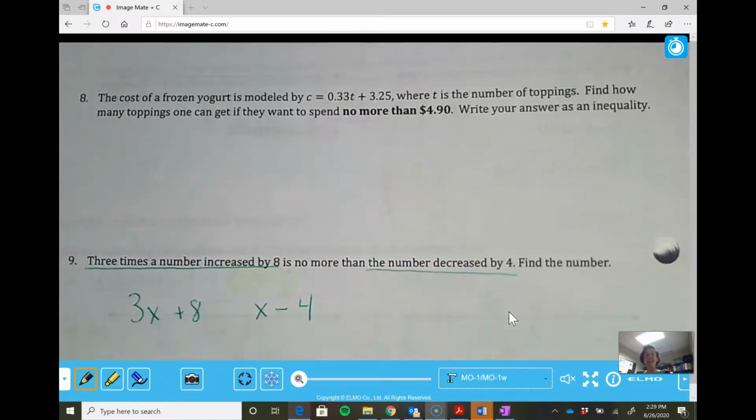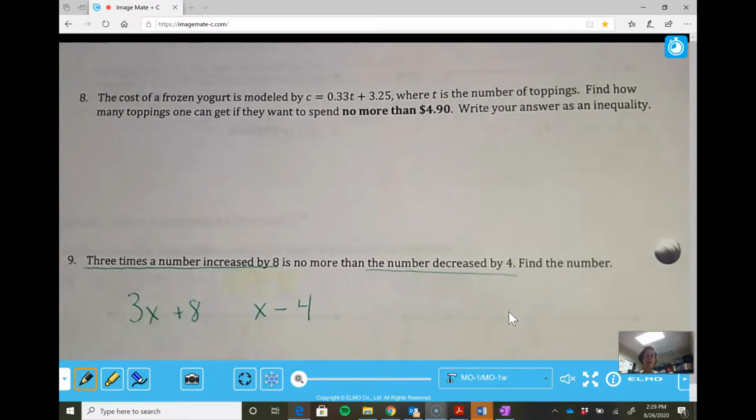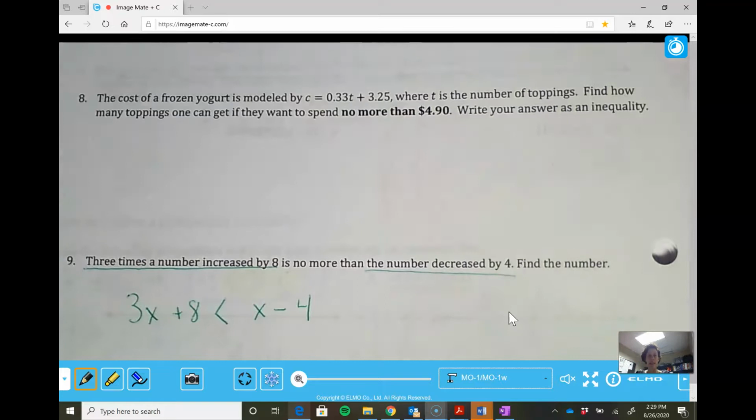So the challenge is, how is that inequality sign going to go? It's no more. Let's think about what that means. No more meaning it can't be any bigger than this. So if anything, it can't be any bigger than this. It's got to be less than. If you think about it, going back to that carnival ride, if you went up to the carnival and it said you can't be any more than 4 feet to ride this ride, like 4 feet is the max, so you got to be less than that. So we're going to put a less than symbol.